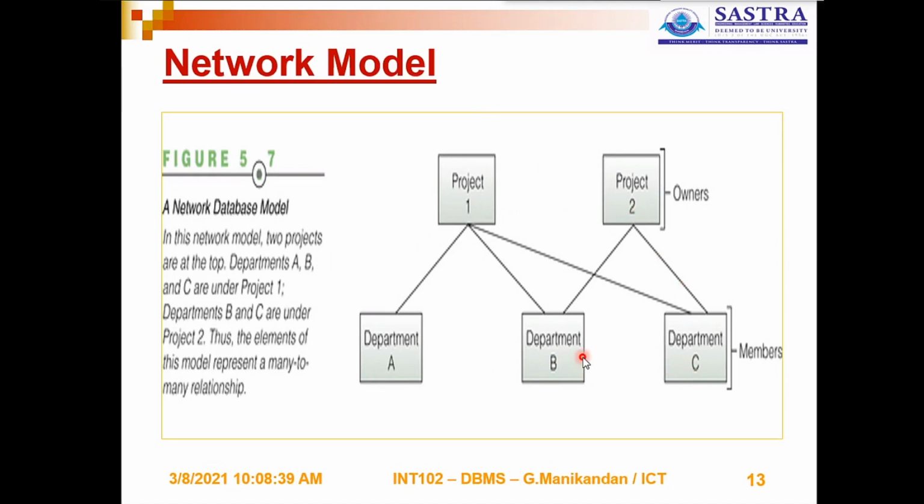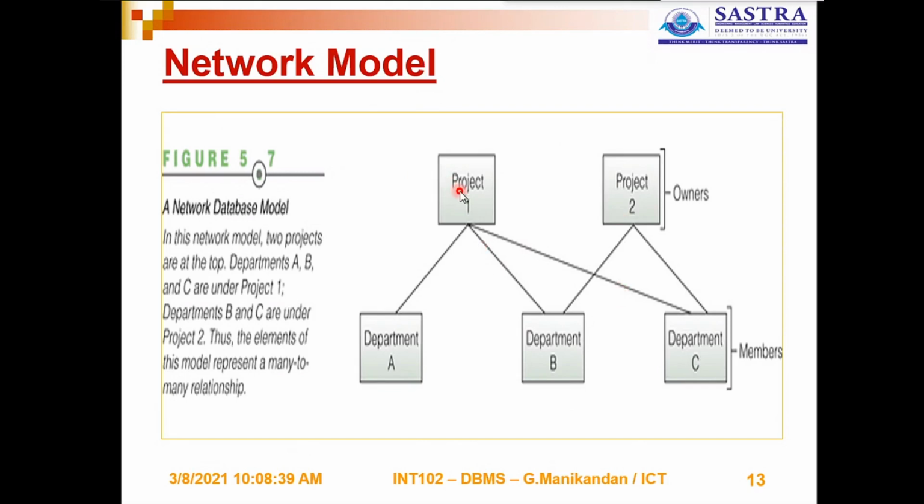So now what do you infer? Department B and C participate in more than one project. If you take a project, it involves more than one department. If you take a department, it participates in more than one project. So this network model is used to represent the many-to-many relationship.